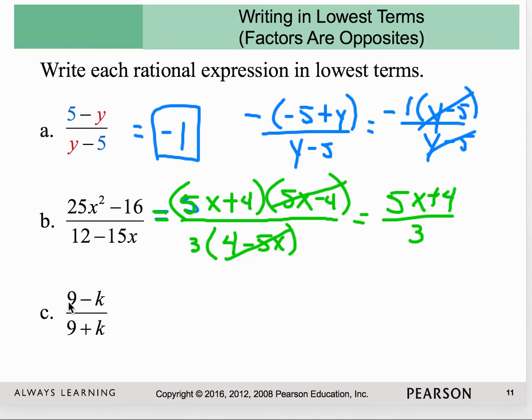Okay, this is one where everything is kind of the same. They're both 9s and k's, in other words, but not exactly. So, are they opposites? What do you think? Yeah, my k's are opposite, but my 9s are not. So if they're not exactly the same and they're not opposites, you're done. It won't simplify. Right? Got to be exactly the same to divide out. Or if they're opposites, they'll divide out and leave a negative 1.